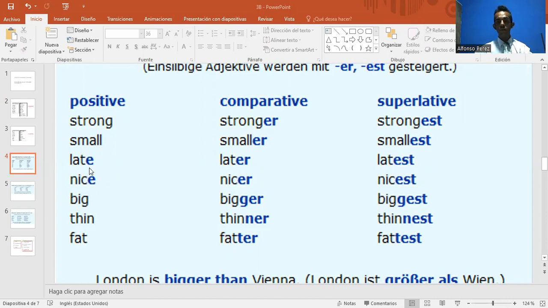Late, later, so comparative, superlative, latest. Nice, nicer, nicest. Big, bigger, biggest. Thin, thinner, double the final consonant, vowel between two consonants, thinner, and thin, thinnest. Fat, fatter, and fattest. By the way, when you double the consonant, the vowel sound is shortened. Fat becomes fatter, you use a schwa. And when you have the est, the e sound is pronounced like it is.